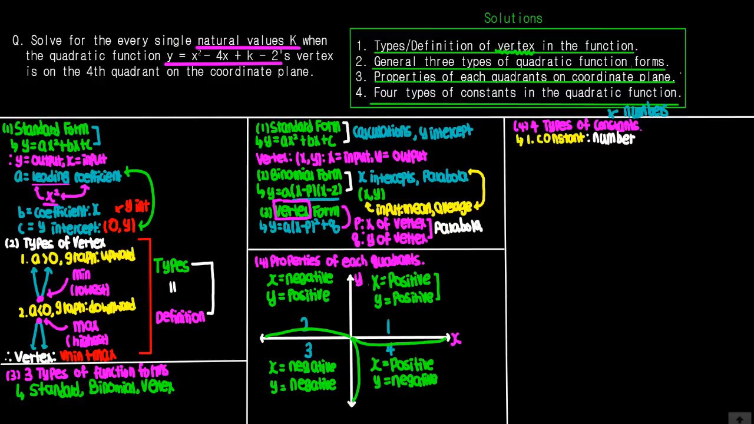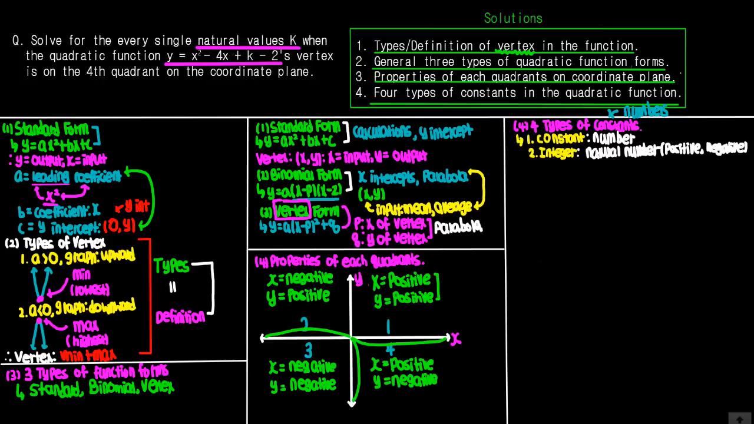The second type of constant is the integer. The integer is a little bit different from the constant. An integer is like a natural number, but a little bit different from just a natural number. It includes both positive as well as negative natural numbers. This is what the integer is.